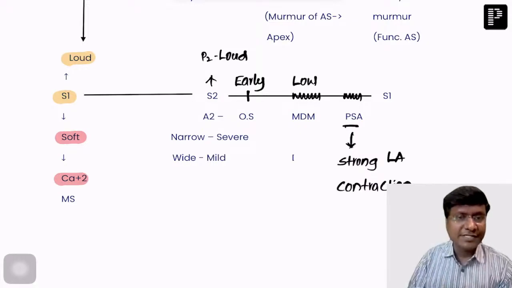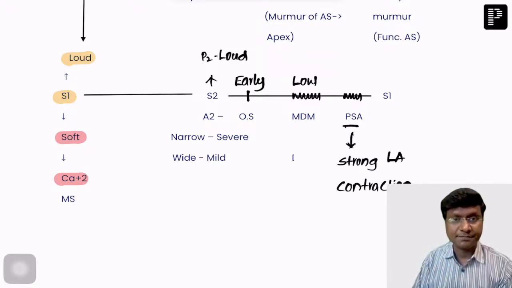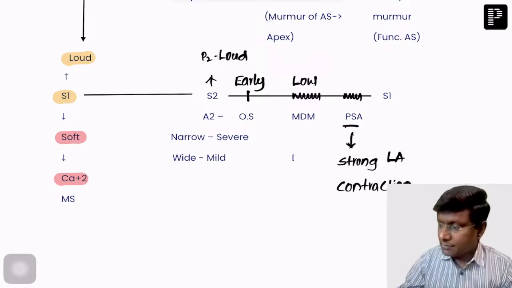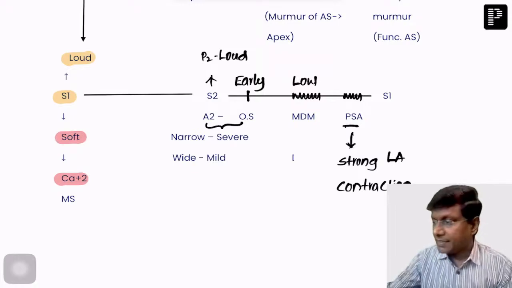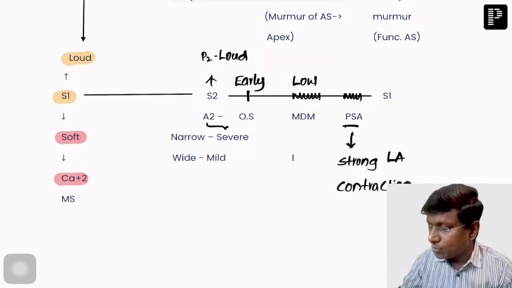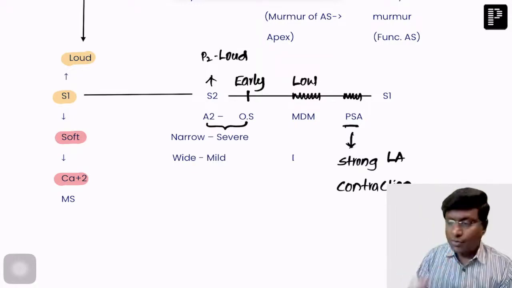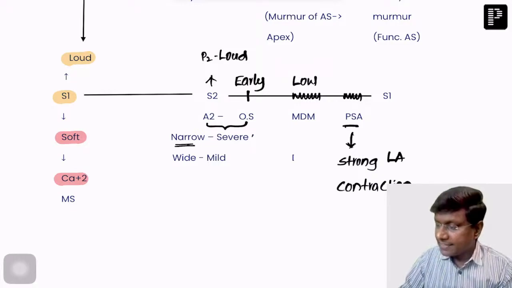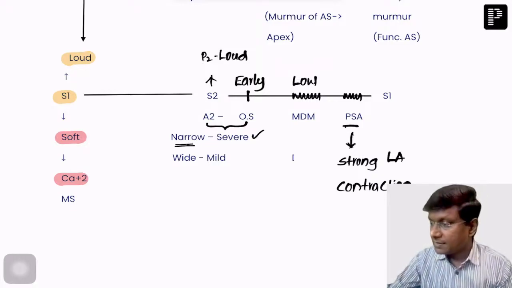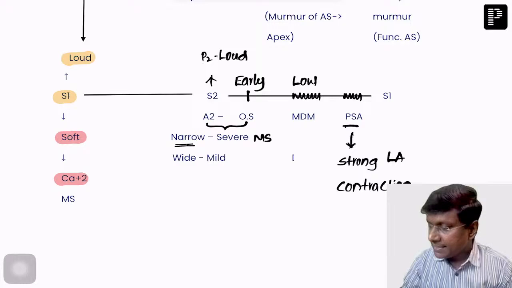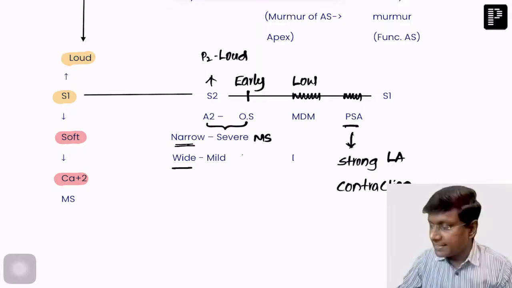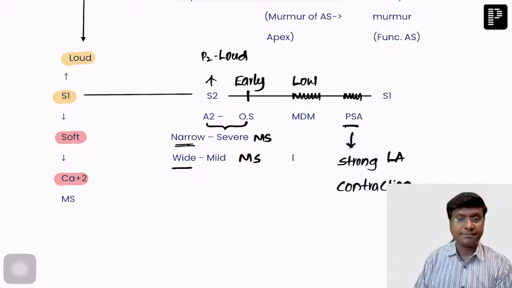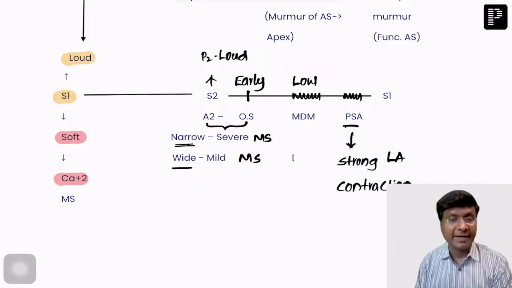Then, how will you assess the severity of the MS based on the auscultation? Based on auscultation, we listen for what is called the A2OS gap, right? If the A2OS gap is narrow, then it is considered severe mitral stenosis. If the A2OS gap is wide, then we consider it as mild mitral stenosis.